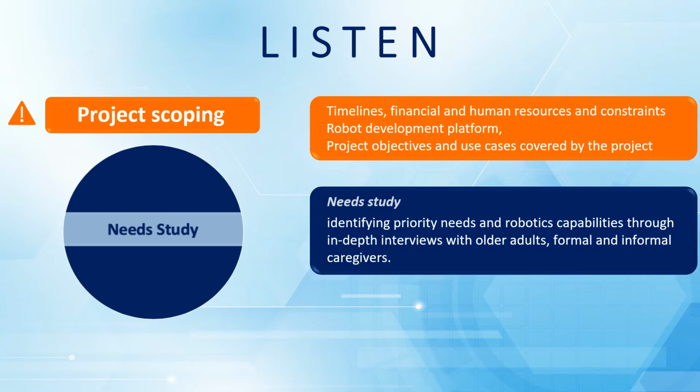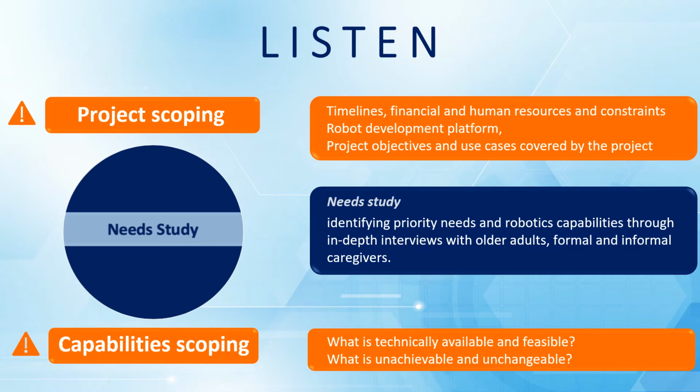Once we know that, we can actually start with our needs study. We do that to identify the priority needs and robust capabilities through in-depth interviews with older adults, formal and informal caregivers. The actual mixture of older adults, formal, informal caregivers depends on the use case.